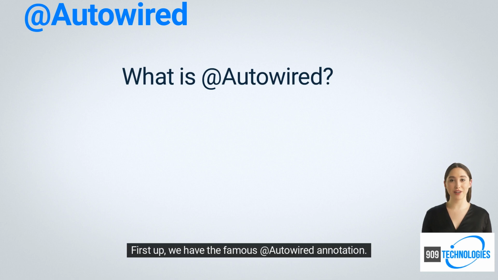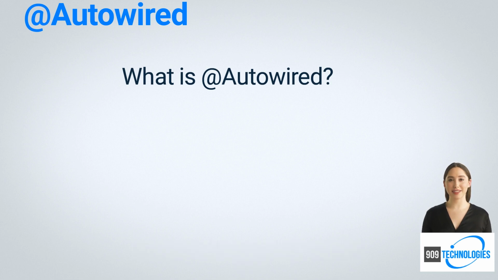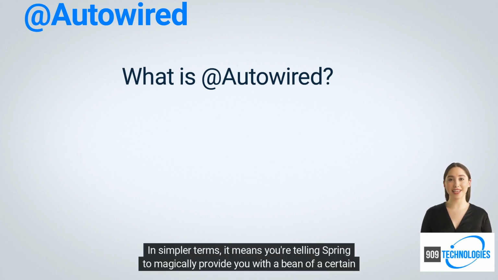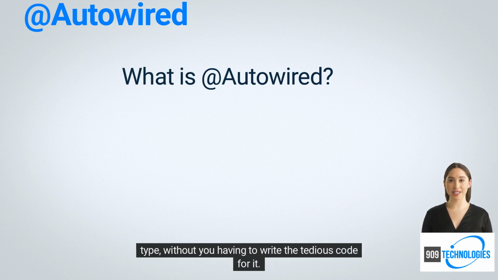First up, we have the famous @Autowired annotation. This annotation is used to inject a dependency by type. In simpler terms, it means you're telling Spring to magically provide you with a bean of a certain type without you having to write the tedious code for it.